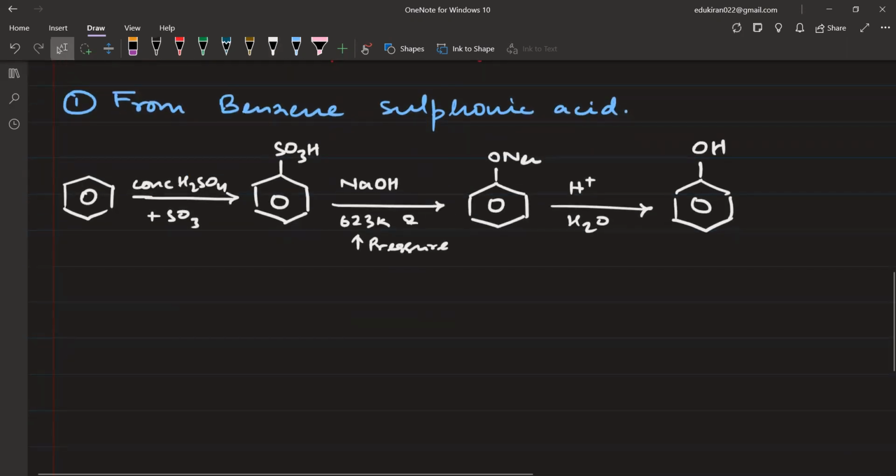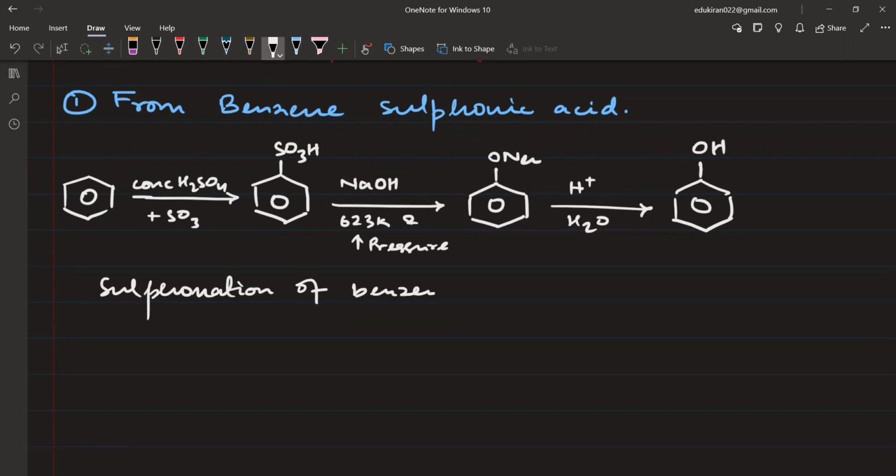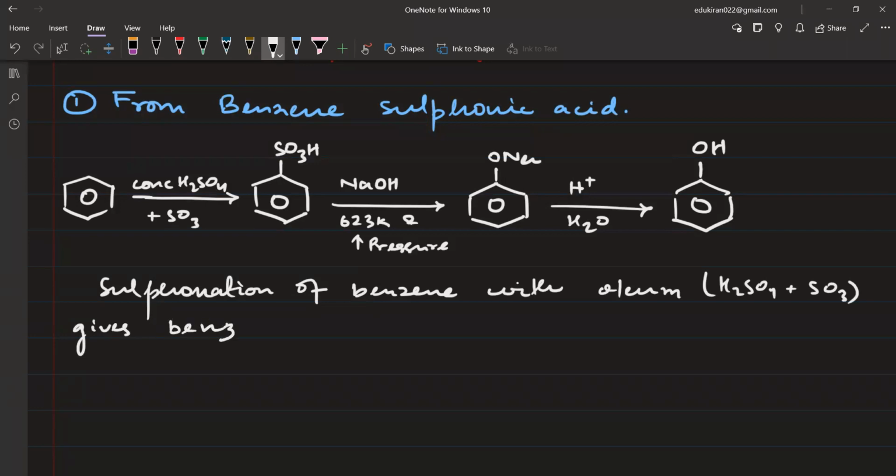Write the statement. Sulfonation of benzene with oleum. Oleum is what? The mixture of H2SO4 and SO3 gas. Gives benzene sulfonic acid.